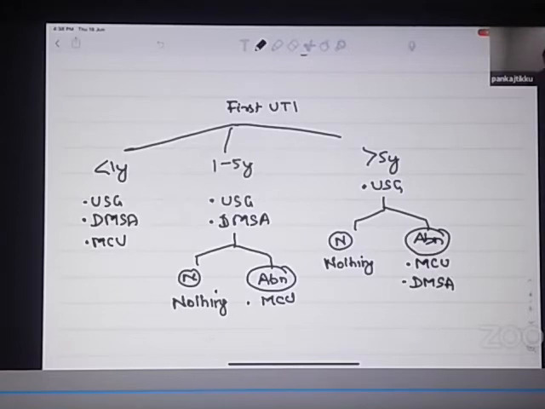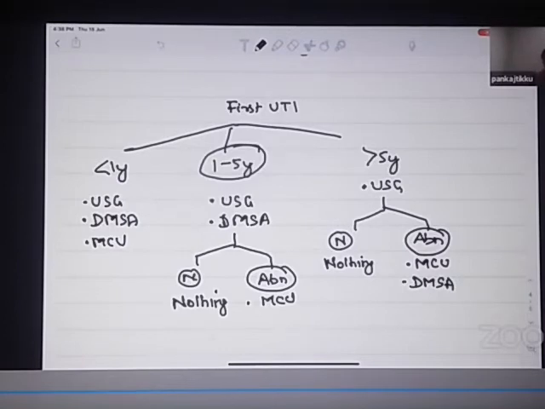So suppose they ask you a question in the exam. There is a 4-year-old child with a urinary tract infection. Which investigation should you perform initially? Choice A, only ultrasound. Choice B, ultrasound and a DMSA. Choice C, ultrasound and a MCU. Choice D, ultrasound, DMSA, MCU. So he is a 4-year-old child, the child will be in this group. Answer will be ultrasound and DMSA should be performed initially.